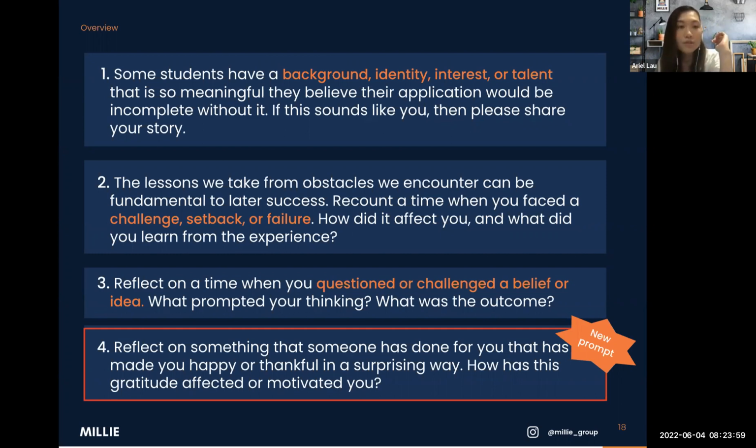And then number 2 deals with challenge, setback, or failure. For this particular prompt, it's actually quite interesting because a lot of the students like to say a failed test or a competition that they've lost, and things like that. However, I think they're trying to look for something a little bit more life-challenging.